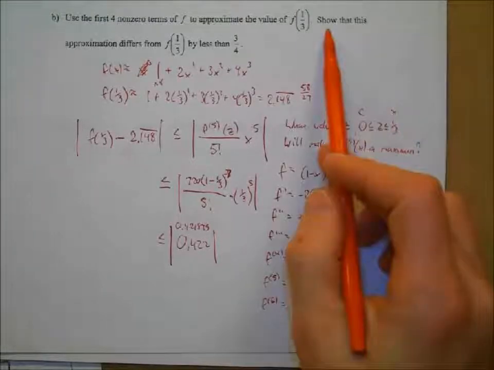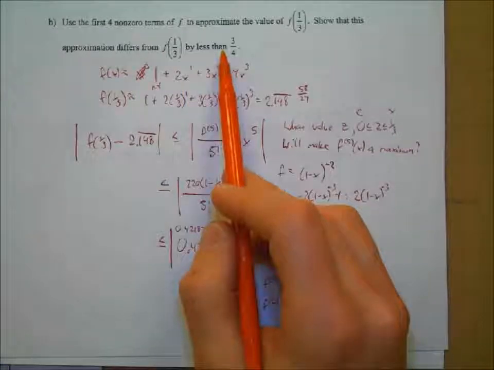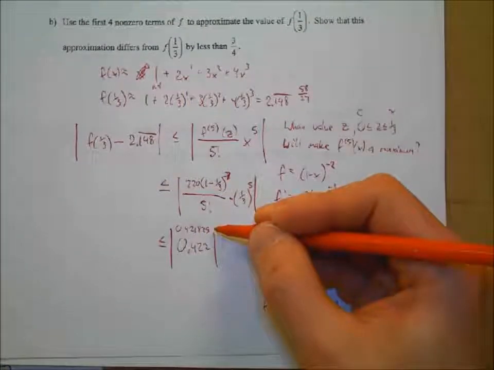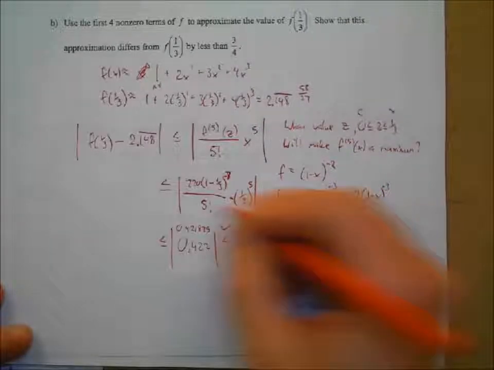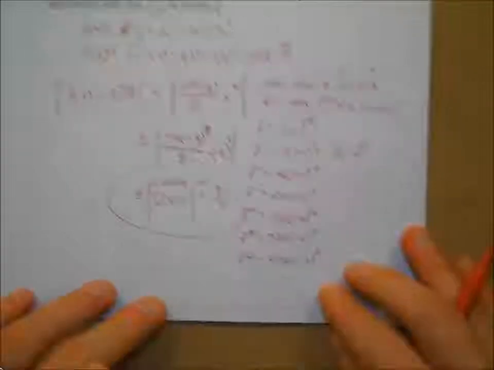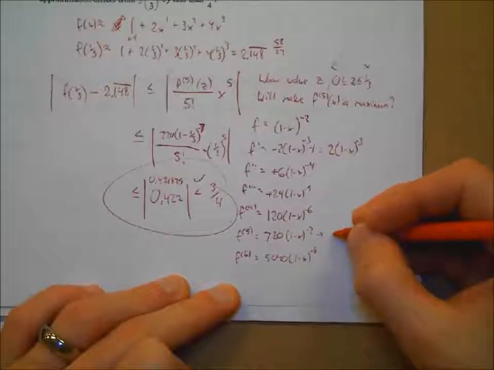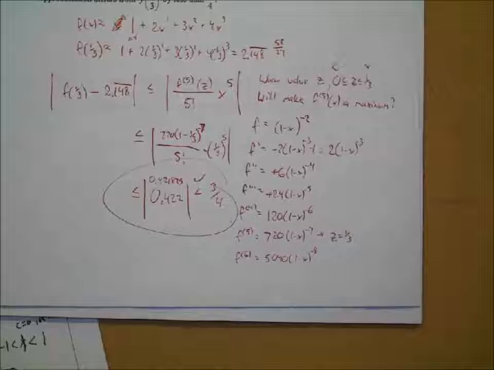It says, show that this approximation differs from f of 1/3 by less than 3/4. Is this less than 3/4? Yes, it is. Okay, so check it works. Maybe I'll write down here, z equals 1/3. Okay.